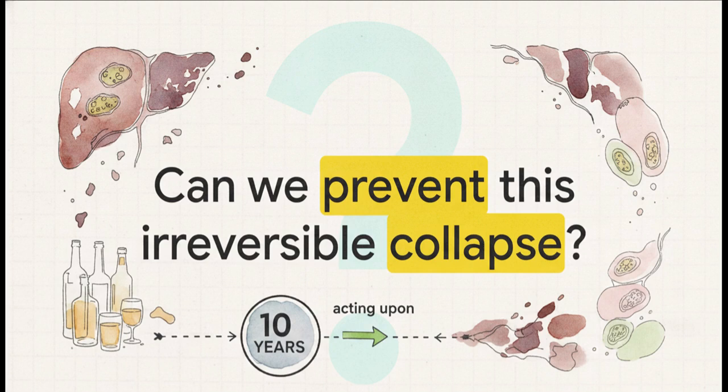But seeing how irreversible this mechanical failure truly is, it leaves us with one massive lingering question. Can recognizing and acting upon that exact 10-year threshold of concentrated alcohol consumption prevent this entire systemic collapse before the very first pseudonodule even forms? It's definitely something to think about.